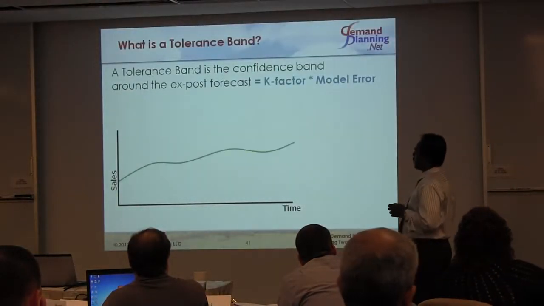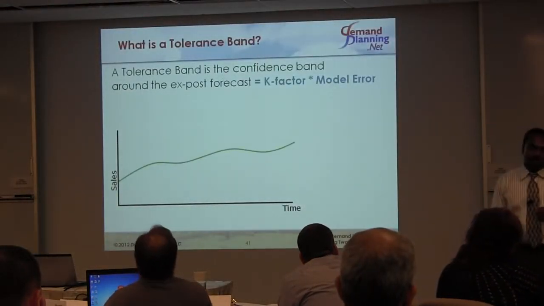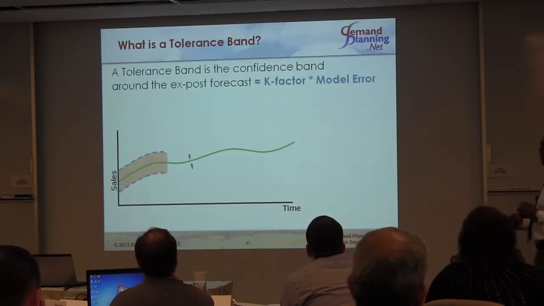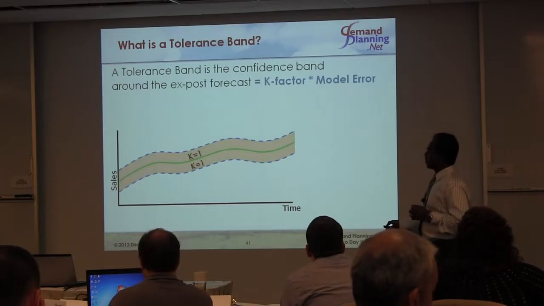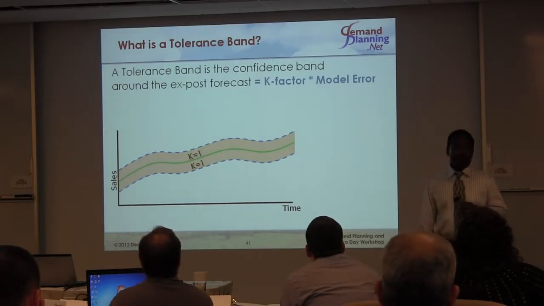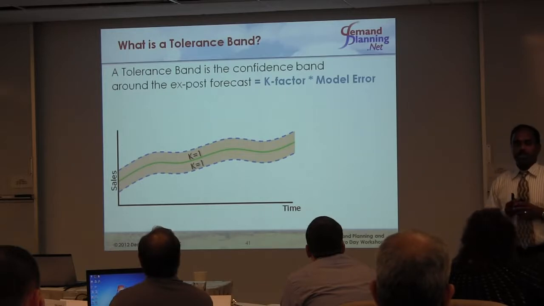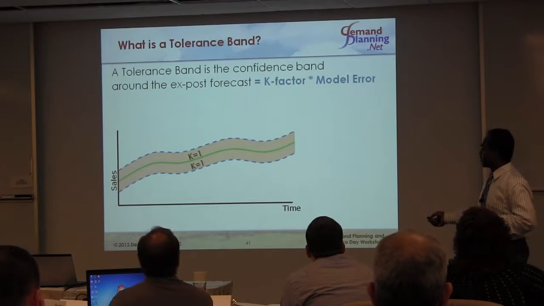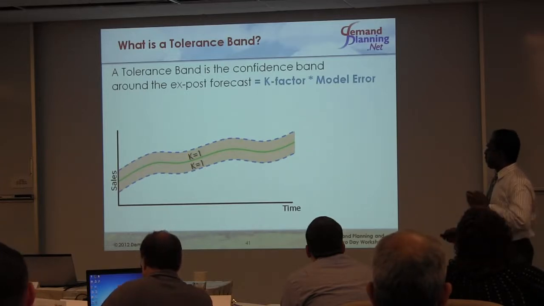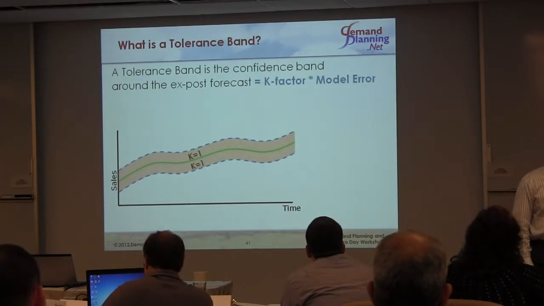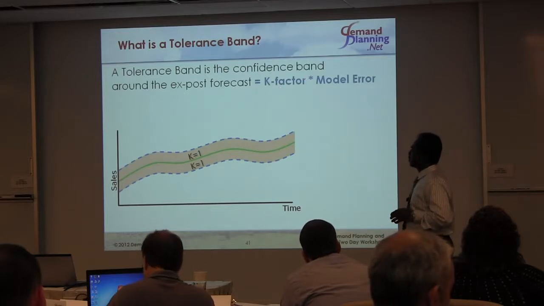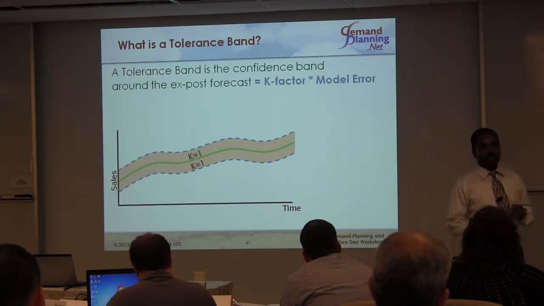So what we do is we establish what is called a tolerance band around the ex-post forecast. If you have data, and you come up with this green line, which is an ex-post forecast. Remember, what is an ex-post forecast? Forecasting the history. It's a best fit of all the scatter points. So you have scatter points, you come up with this, and then you say, I'm going to build a confidence band around it. And that depends on what your K factor is, how many K factors you use.